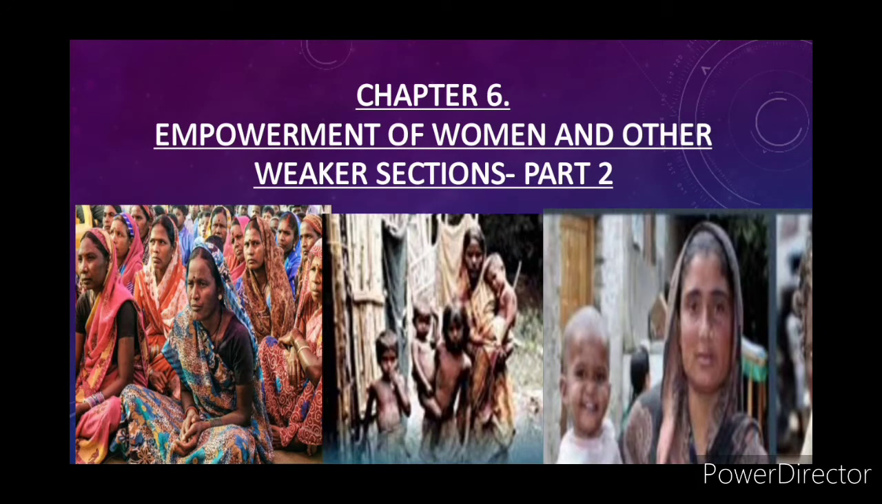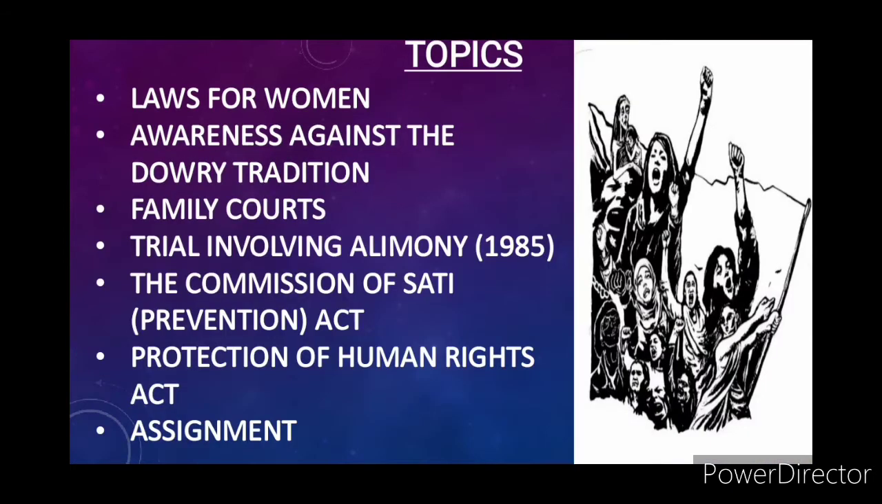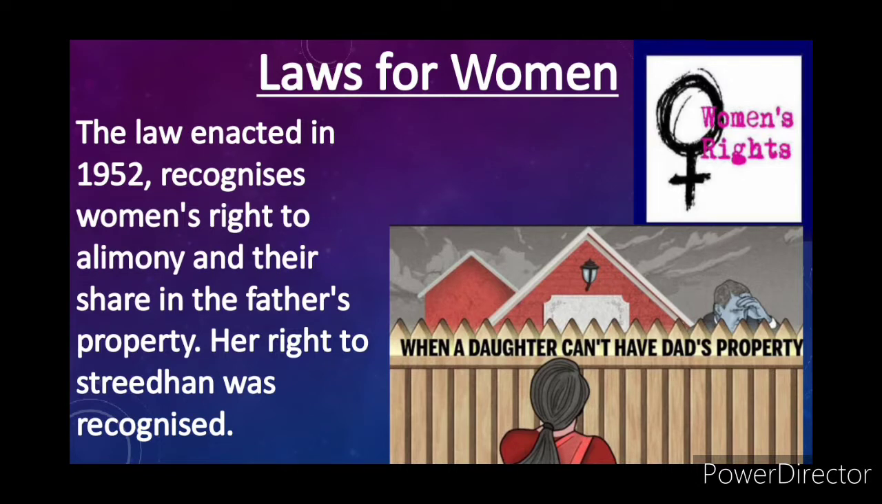Today we will study chapter number 6, Empowerment of Women and Other Weaker Sections, Part 2. In this module, we will discuss topics like laws for women, awareness against the dowry tradition, family courts, trial involving alimony 1985, the Commission of Sati Prevention Act, and Protection of Human Rights Act. So let's see the first topic, laws for women.